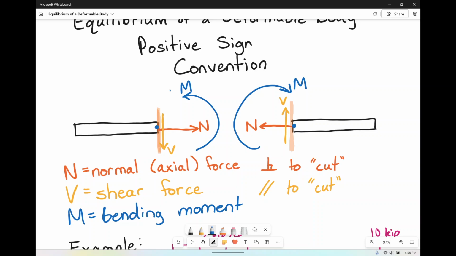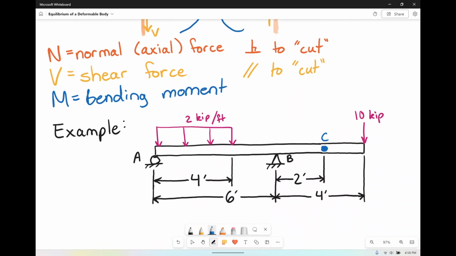So we like to take it about the cut just to prevent some error compounding for us. So let's see it in action. We've got an example here that we're going to work through.